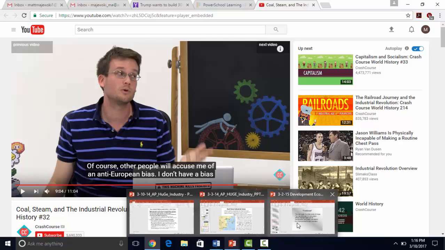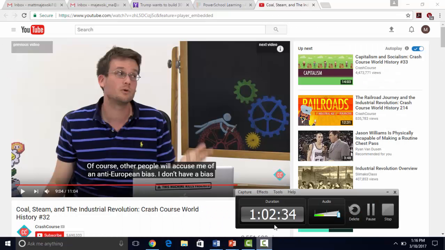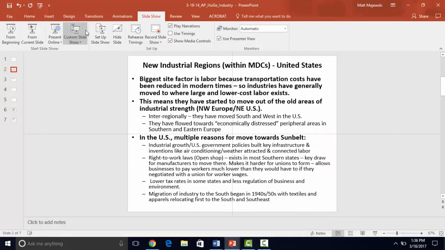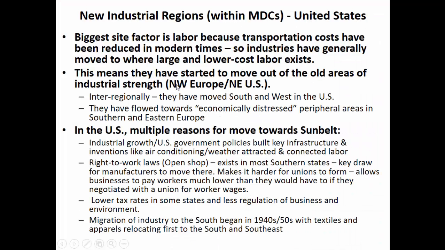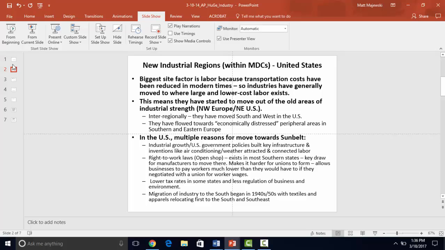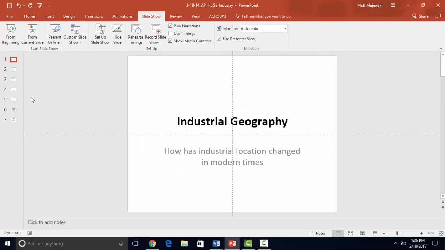All right, folks, so we're going to finish up with these last set of slides. And industrial geography. How has industrial location changed in modern times? And these are text heavy, as you can see. So, hey, new industrial regions within MDCs, and we start with the United States.